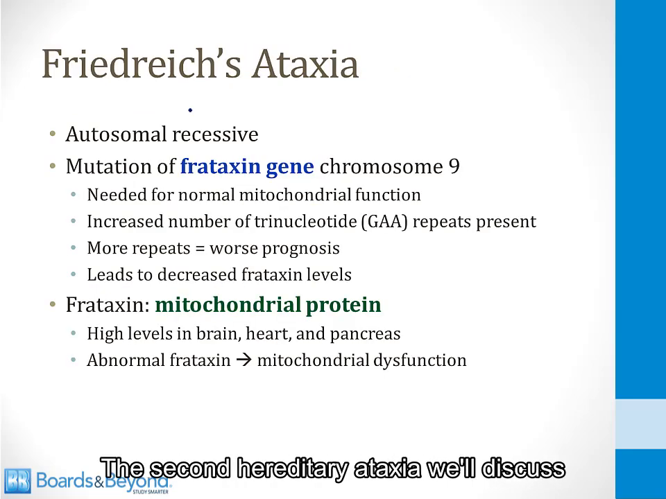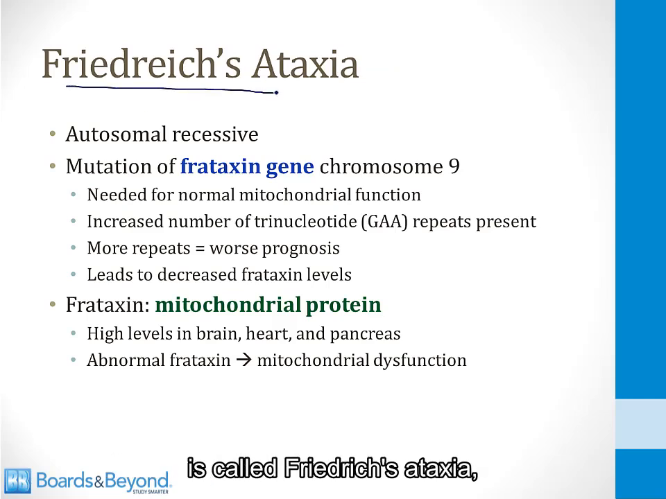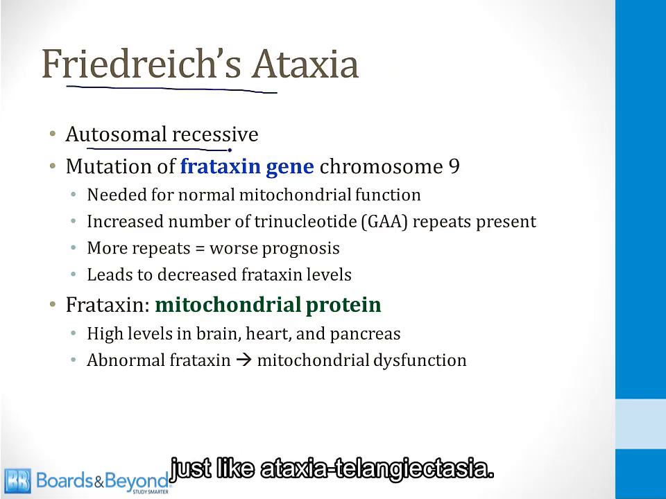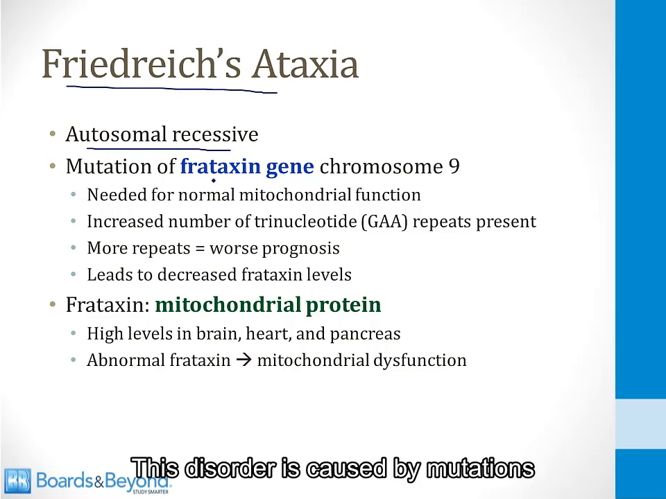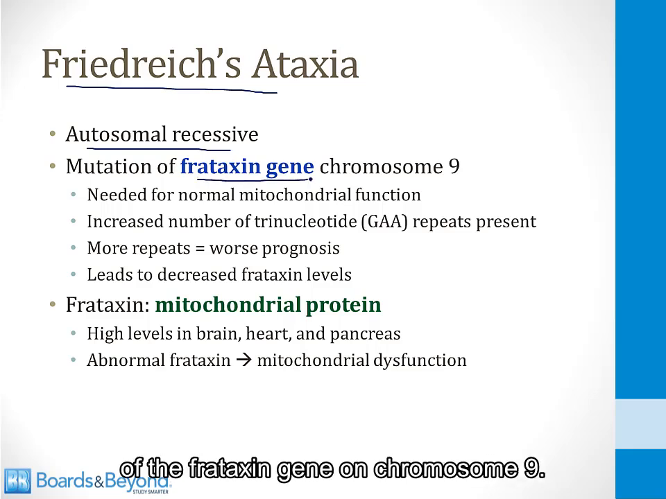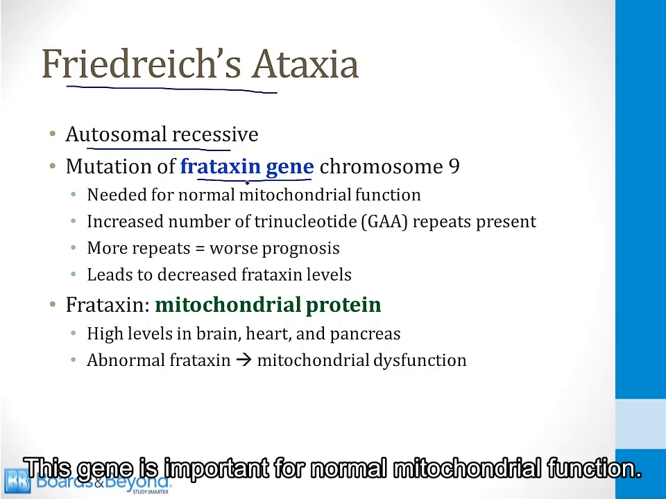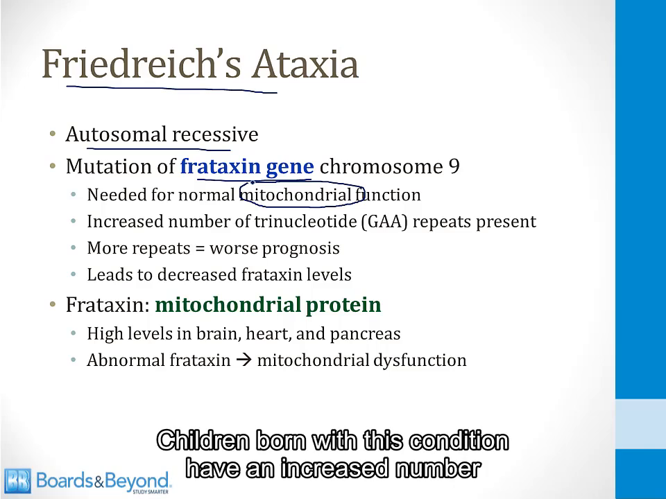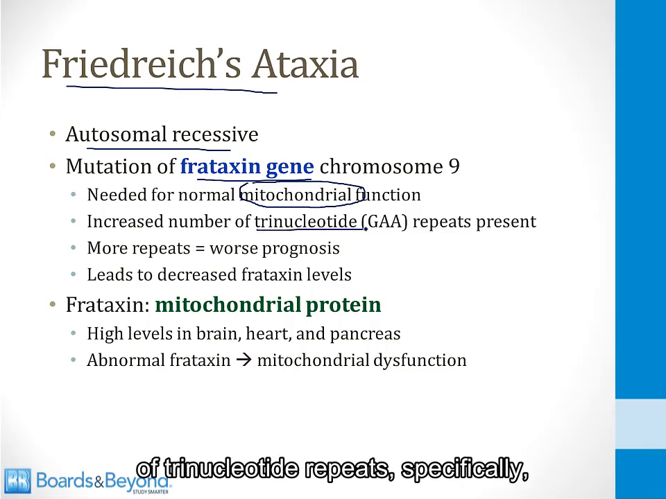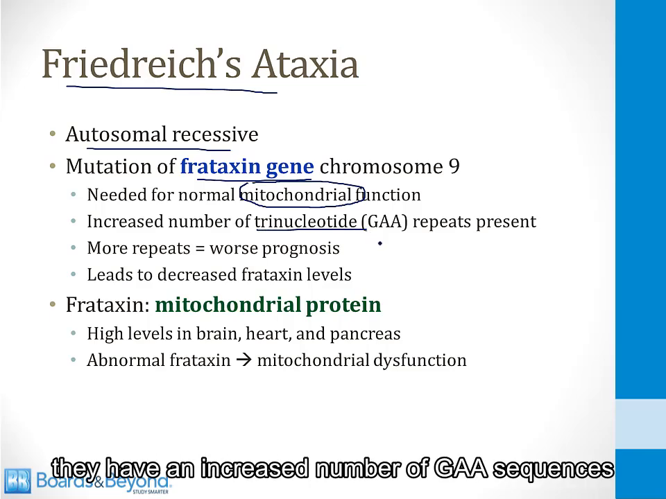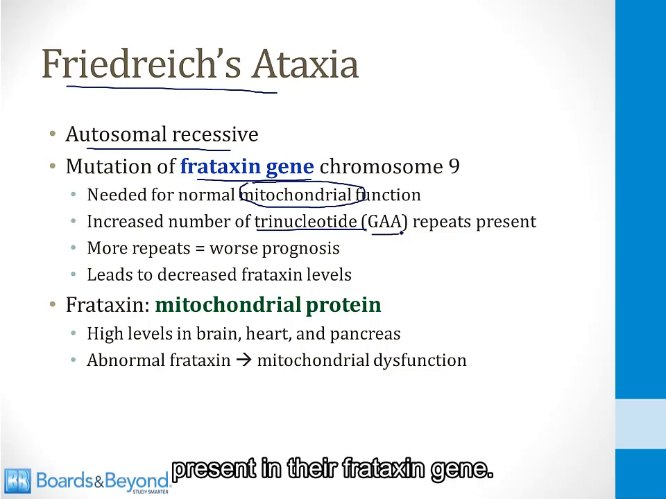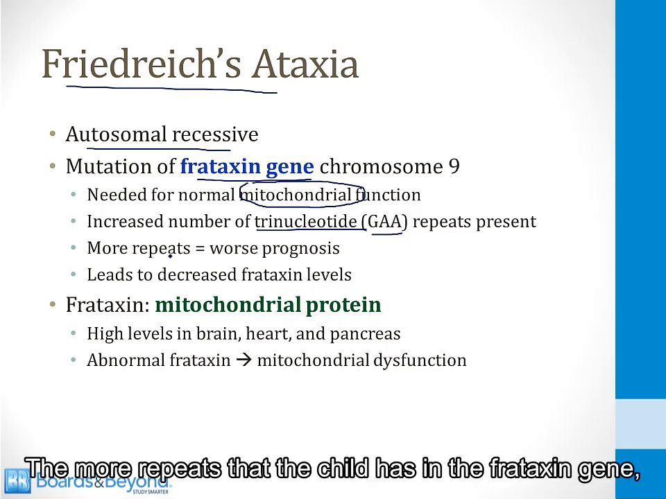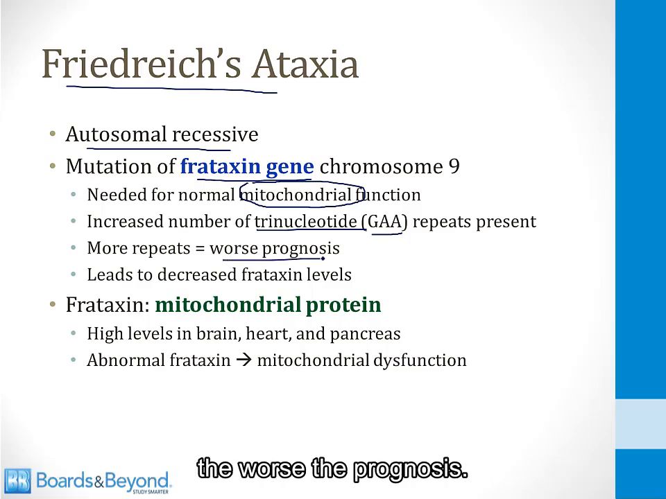The second hereditary ataxia we'll discuss is called Friedreich's ataxia. It is also autosomal recessive, just like ataxia-telangiectasia. This disorder is caused by mutations of the frataxin gene on chromosome 9. This gene is important for normal mitochondrial function. Children born with this condition have an increased number of trinucleotide repeats. Specifically, they have an increased number of GAA sequences present in their frataxin gene. The more repeats that the child has in the frataxin gene, the worse the prognosis.